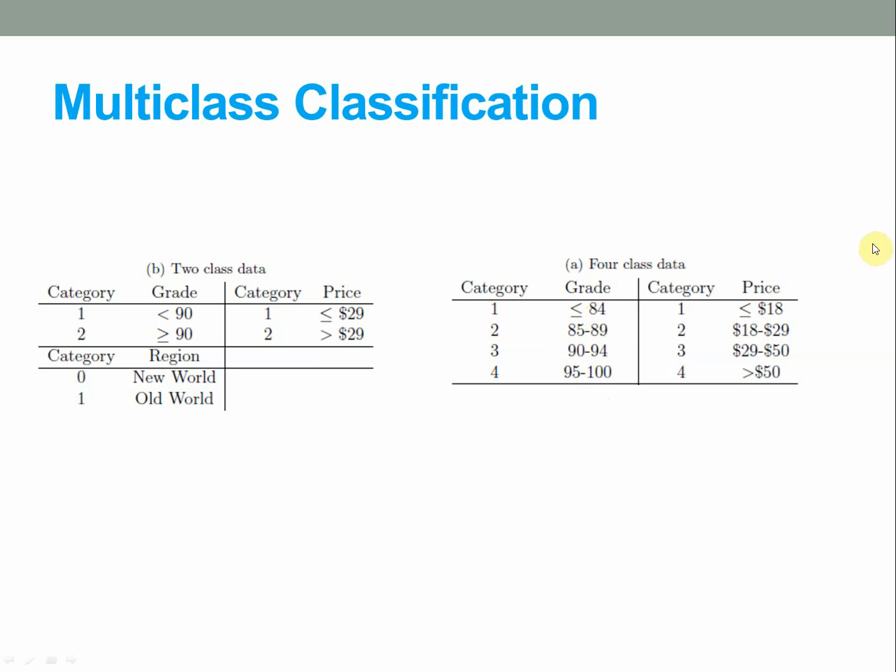For price, it's a little bit different. For the price, we use percentiles to evenly distribute the 4 different categories. So 25% of the y's are less than $18. Another 25% of the y's fall into the category of $18 to $29. Another 25% fall into the category of $29 to $50, and the last 25% of the y's are greater than $50.